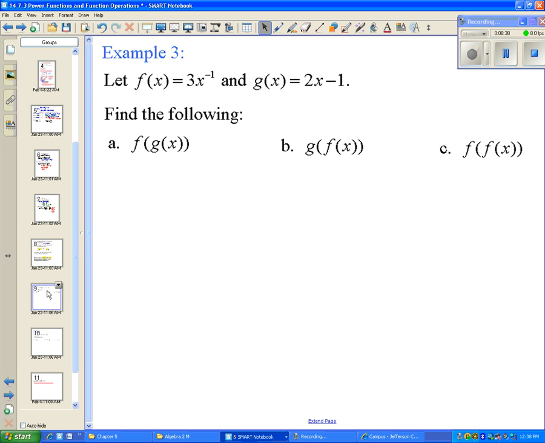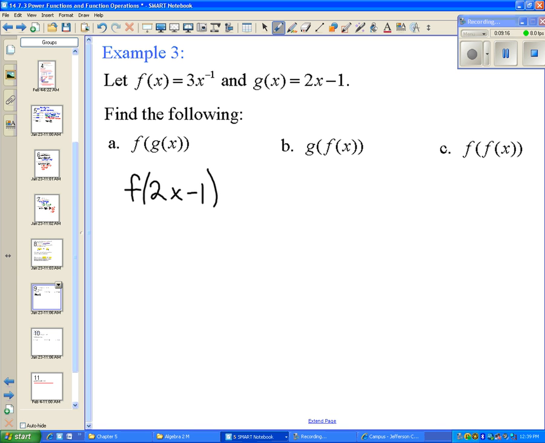Let's do some examples. Example 3. Let f of x equals 3x to the negative 1, g of x equals 2x to the negative 1. Find the following, f of g of x. In my opinion, in showing this, this is the best thing that I can do when it comes to how I want to do this. I want to take the function f, and I want to evaluate g of x inside the function f. So what I'm going to do is I'm going to leave the function f alone. What's g of x? Oh, well, that's 2x minus 1.